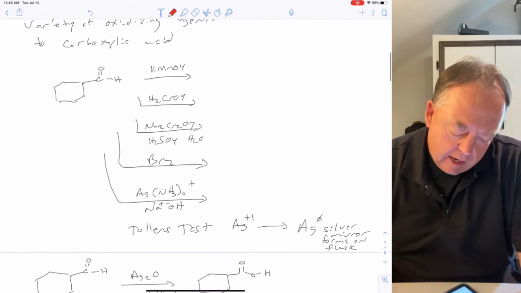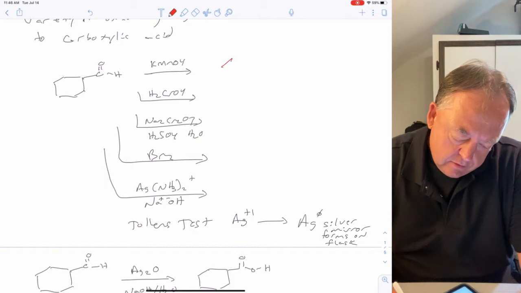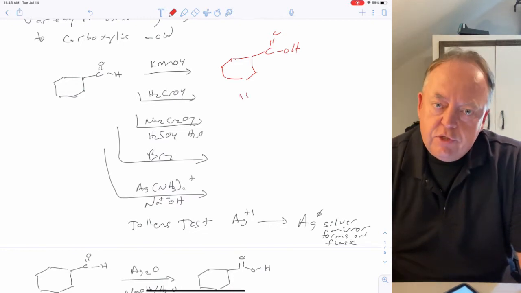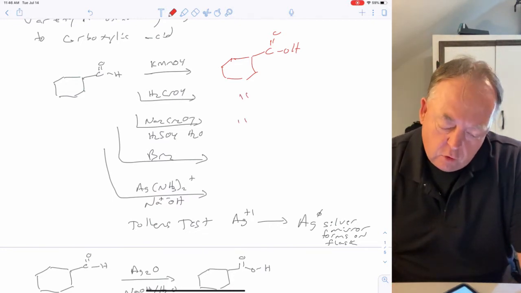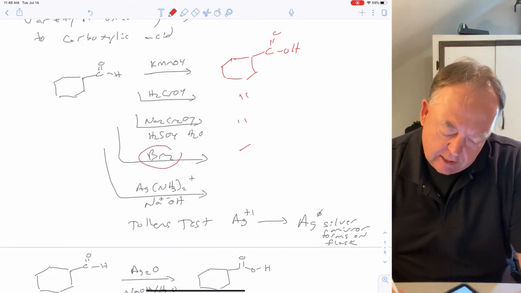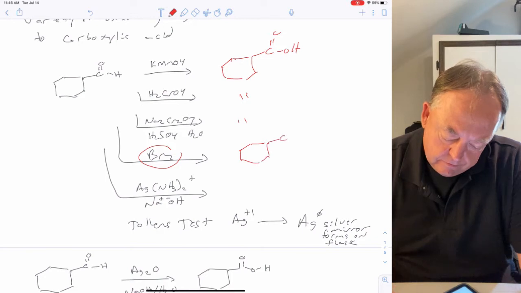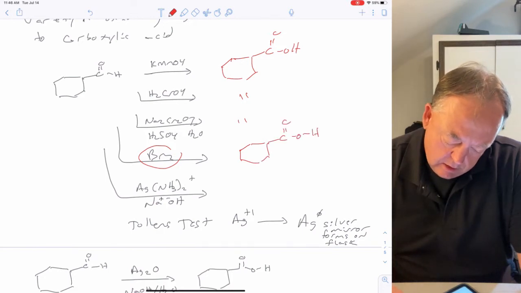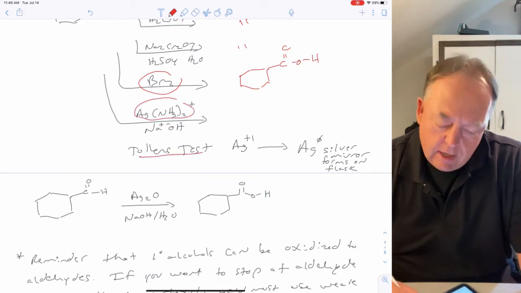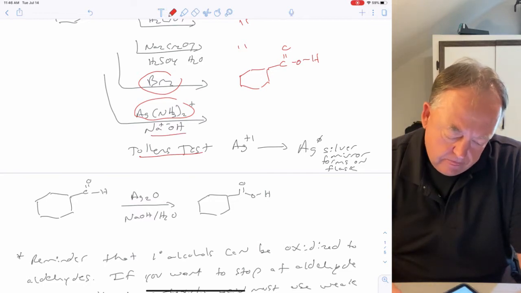Just to remind you of the oxidizing agents, KMnO4 would oxidize the aldehyde to carboxylic acid. Chromic acid, H2CrO4, sodium dichromate. This one's a new one: you can use just Br2 to oxidize an aldehyde. This one's new as well. This one's what's known as the Tollens test. If you take the silver ammonia complex with sodium hydroxide, then that will oxidize the aldehyde to carboxylic acid.